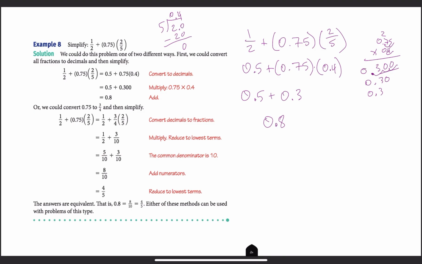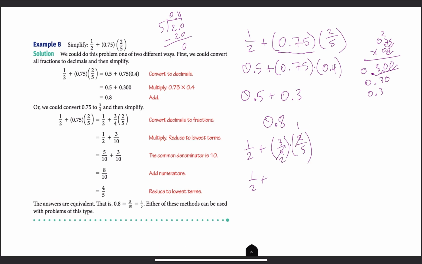Now I could also do this by working with fractions. So I could say 1/2 plus, instead of 0.75, I know 75 cents is 3/4. And I know that when I'm multiplying fractions, I can multiply straight across. So this is actually 1/2 plus 3 times 2 is, well, let's see. Do I have an opportunity to reduce? I sure do. So 2 goes into 2 once and into 4 twice.